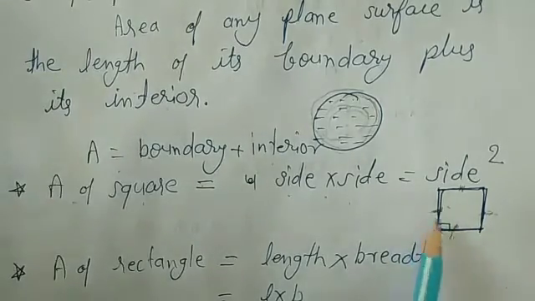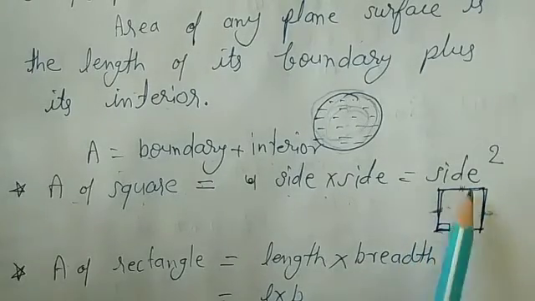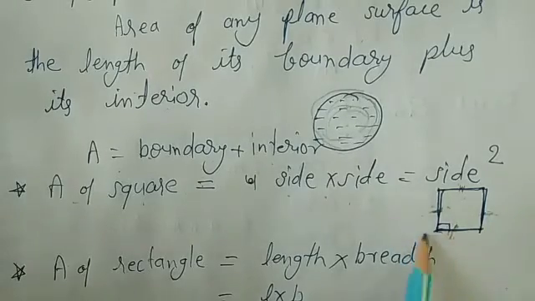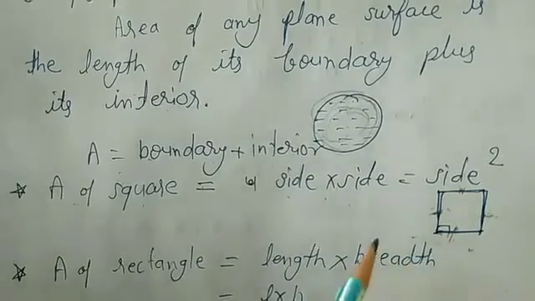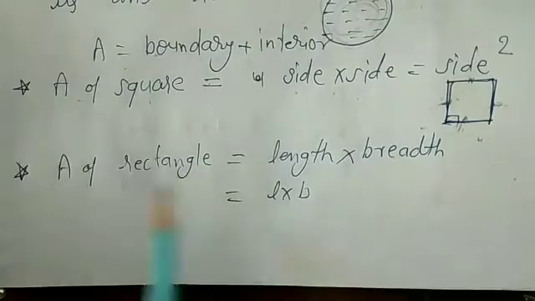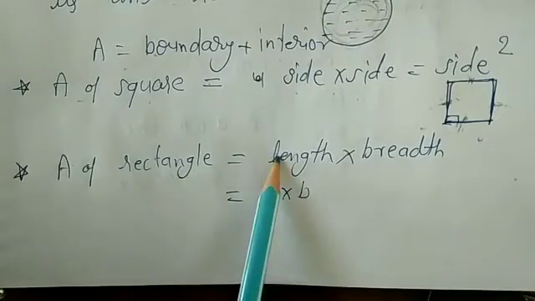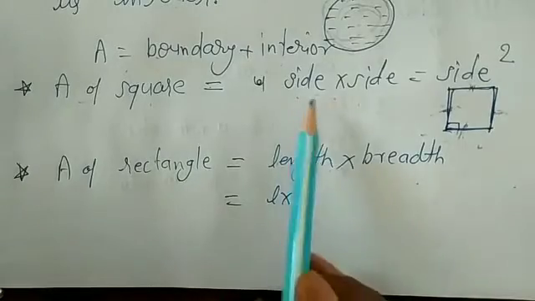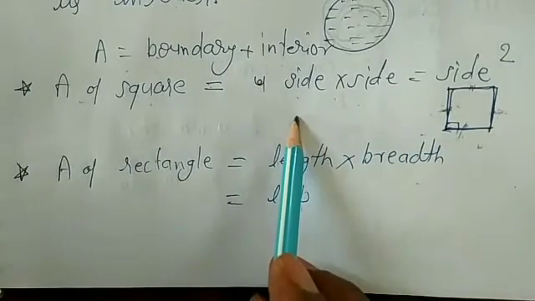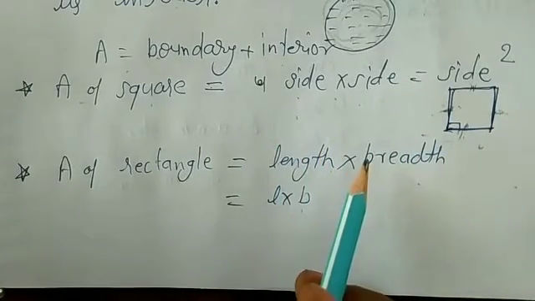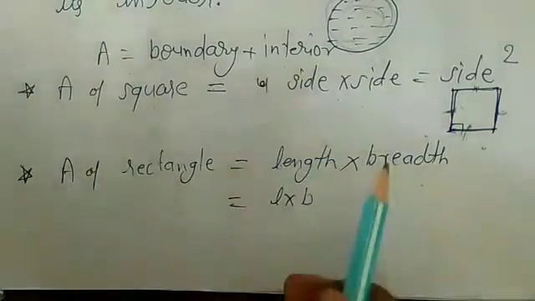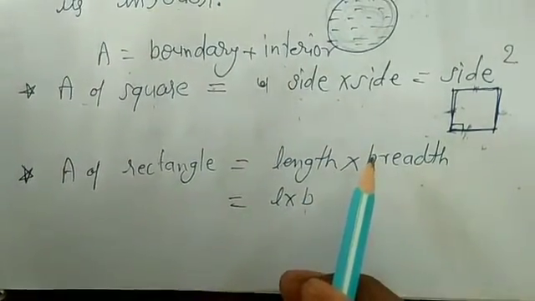Similarly, area of the rectangle. In the rectangle, pairs of opposite sides are equal. So we will multiply length by its breadth. Area of rectangle is length into breadth, L into B, and perimeter of square will be 4 into side, meaning 4A. So this is the basic of perimeter and area. Now we will start the exercise of this chapter.